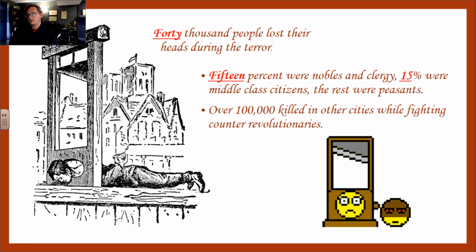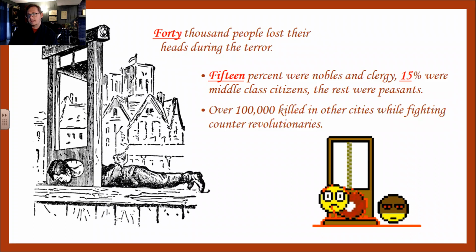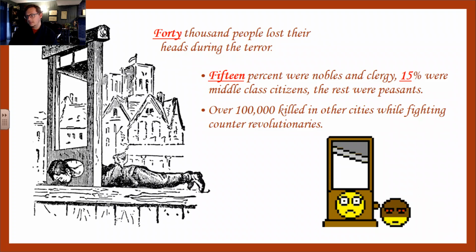15% of those executed were nobles and clergy. 15% were the middle class, the bourgeoisie, which means that 70% of the 40,000 people killed were not only in the third estate, but at the bottom of the third estate. So really the people that are being killed in the Reign of Terror are the people the revolution was meant to help. Because again, only 15% of the people executed were a part of the first or second estate, and another 15% were the people at the top of the third estate, the bourgeoisie, the lawyers, and the wealthy merchants. It means that 70% of the 40,000 were just commoners.